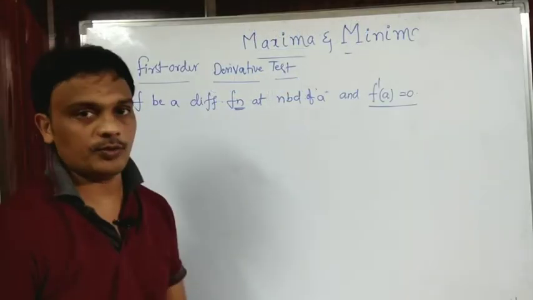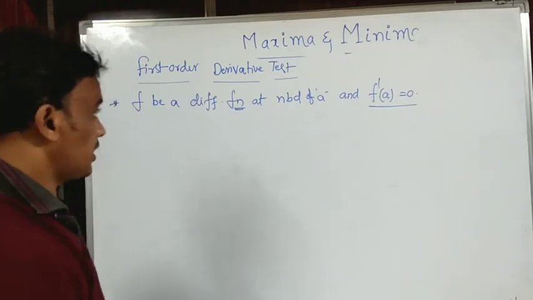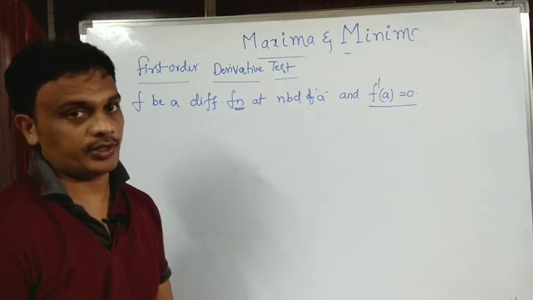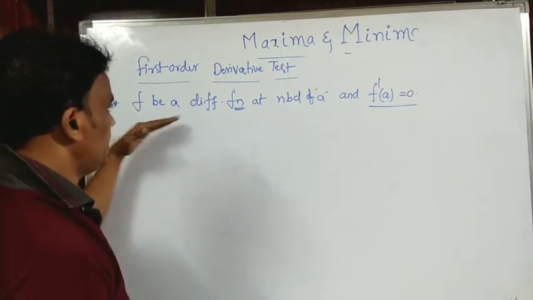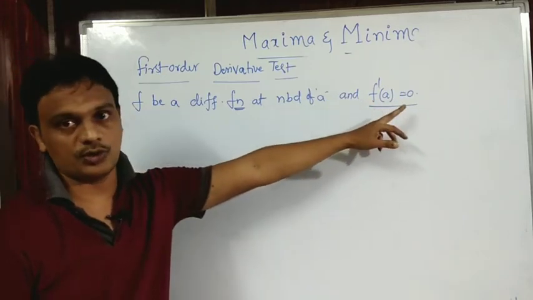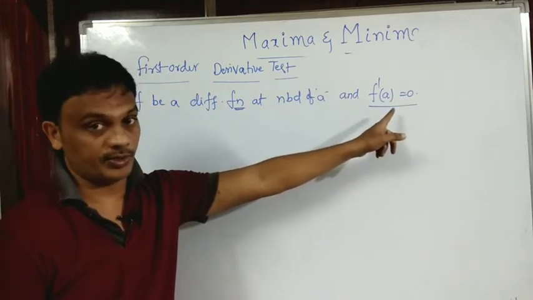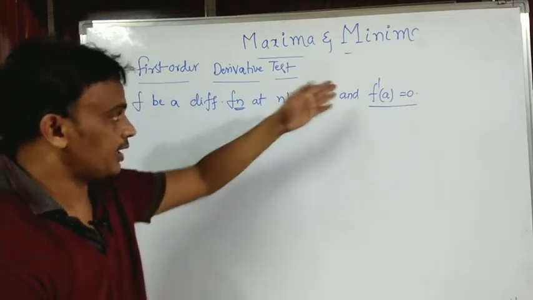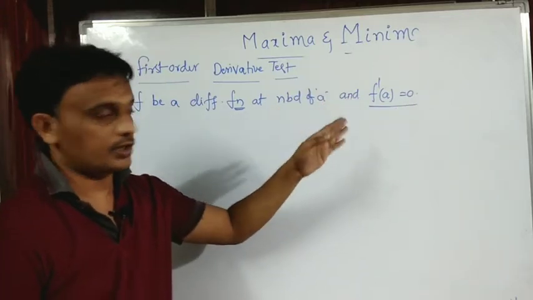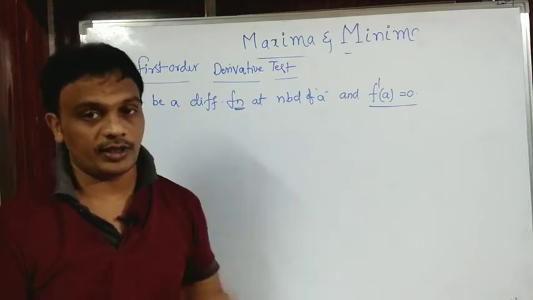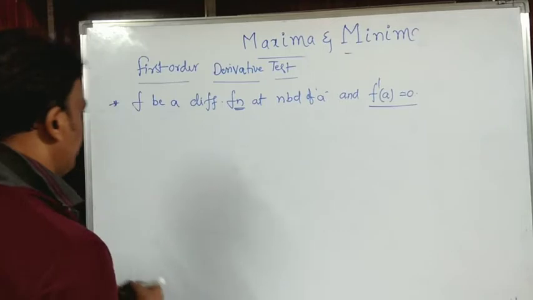Students, one more very important concept: the first order derivative test. So what is the use of the first order derivative test? Let f be a differentiable function at the neighborhood of a and f'(a) equals 0. a is the stationary point where the derivative becomes 0. Now we are going to find out whether at that particular point a, f has a maximum value or minimum value. We are going to define that. Let us see how it is.